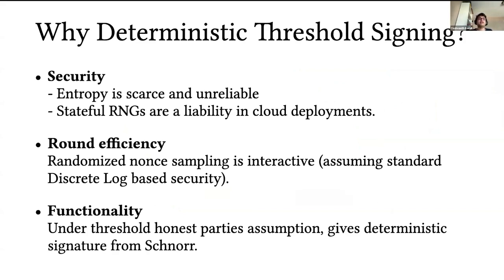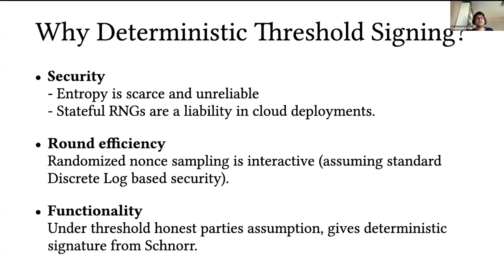For one, it's not trivial to get fresh, high-quality entropy every time you want to sign a message. And even using something like a stateful random number generator, which is pretty common practice, this can be a liability, especially when you're deploying applications on the cloud, where you are not completely sure if you're using fresh state every time and stuff like this. So this security issue is really the main motivation as to why deterministic threshold signing is interesting.